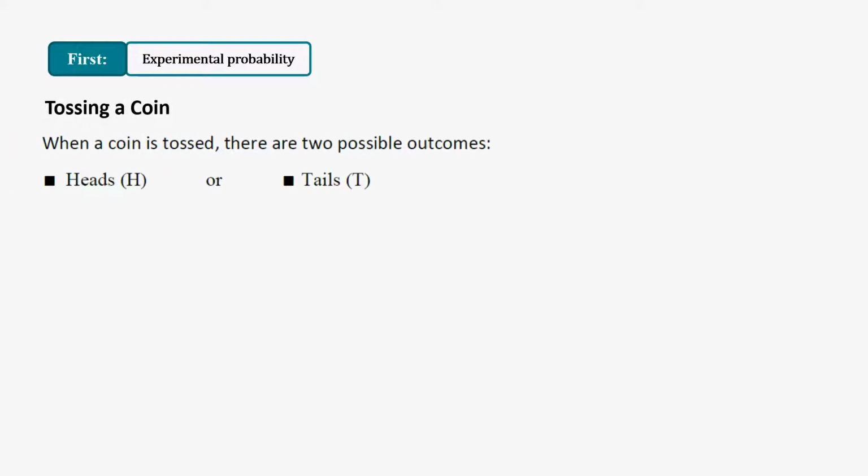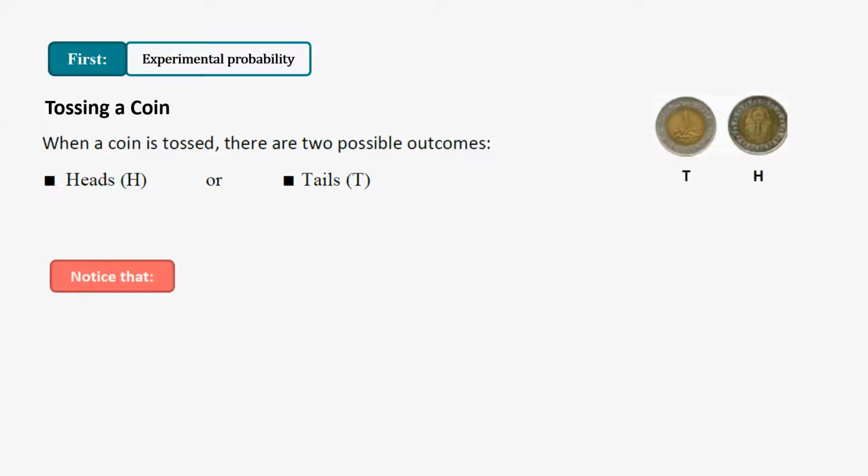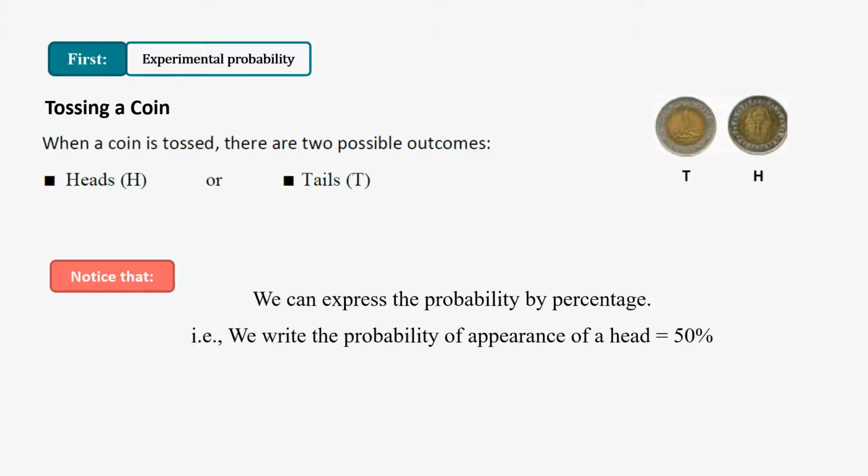When a coin is tossed, there are two possible outcomes: heads or tails. You will get heads or tails if you toss a coin, like that. Tails is the side that has text, and heads is the side which has a photo. Notice that we can express the probability as a percentage. It means we can write the probability of the appearance of a head as equal to 50%.